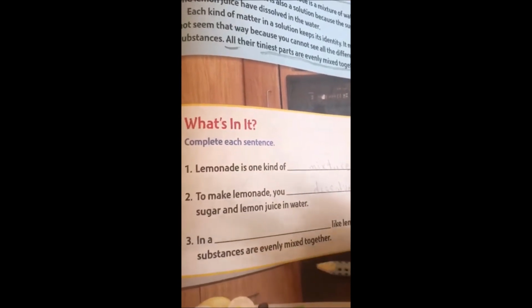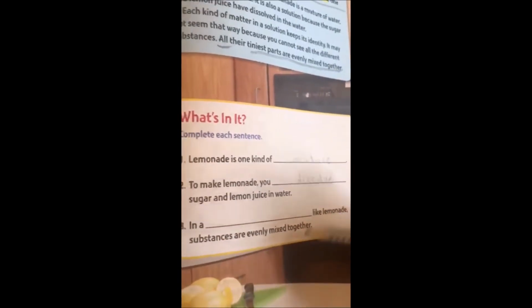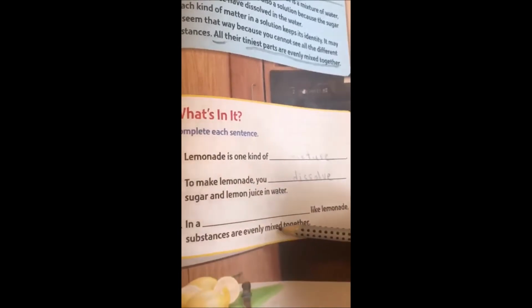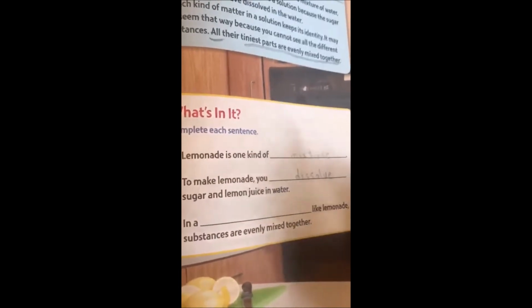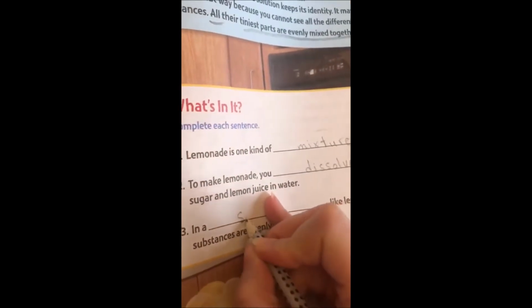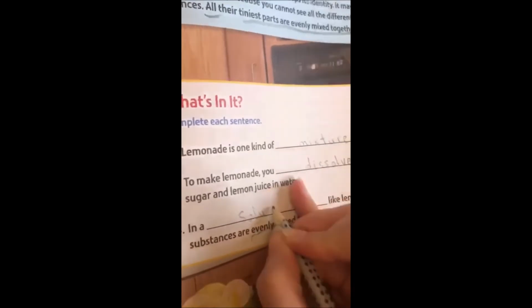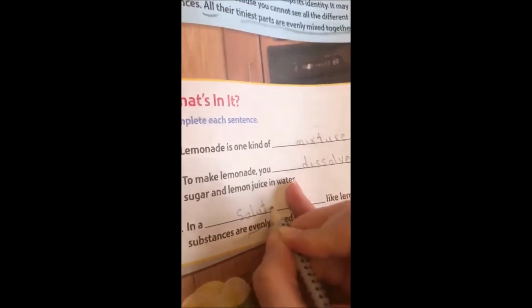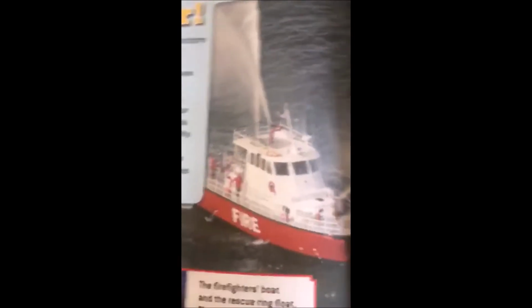Now in something like lemonade, substances are evenly mixed. So when something is evenly mixed, we call it a solution. Say this with me: solution. So when something is evenly mixed, we call it a solution. Now we know what a mixture is, we know what a solution is. I want to talk about how we can separate things.